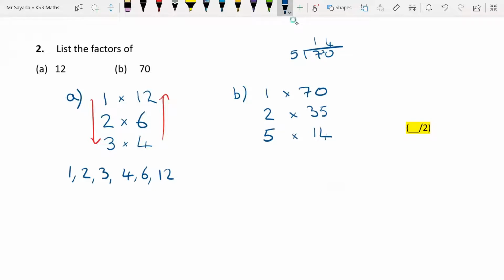Does 6 go into 70? If you find out if 6 goes into 70, you'll find out that it doesn't. Do you remember the check to check if a number divides by 6? Pause your video while you think about it and press play once you're ready.